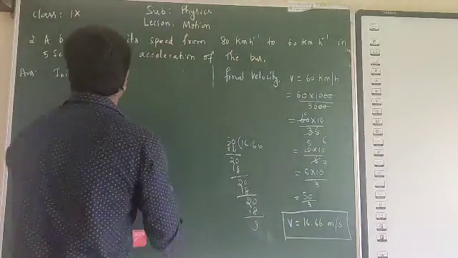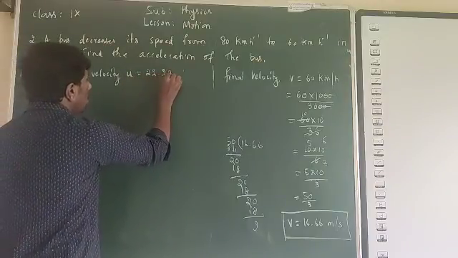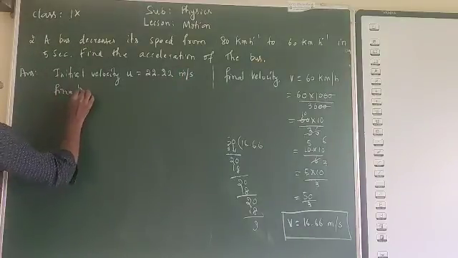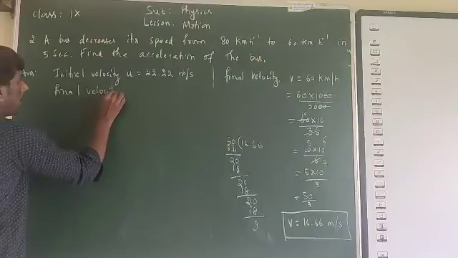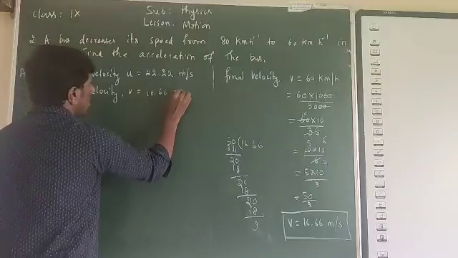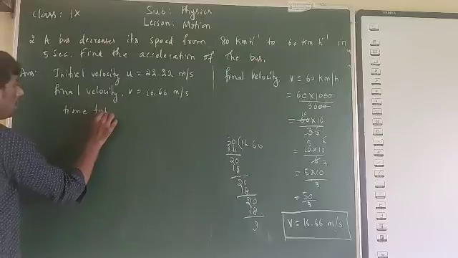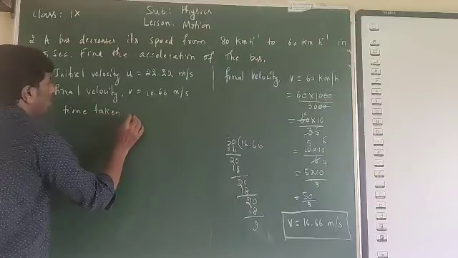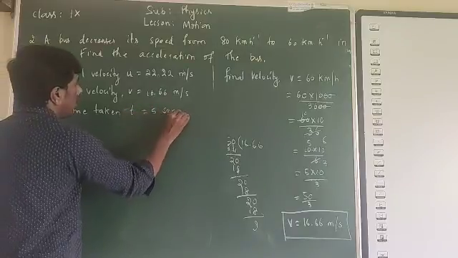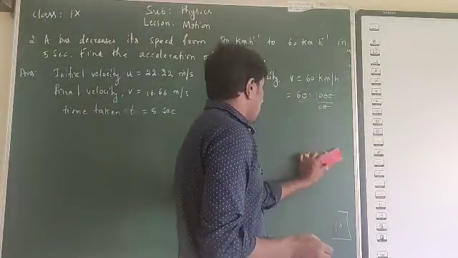So initial velocity u is equal to 22.22 meter per second. Final velocity v is equal to 16.66 meter per second. Time taken t is equal to 5 seconds. Correct? Now we know the initial velocity, the final velocity, and the time taken.